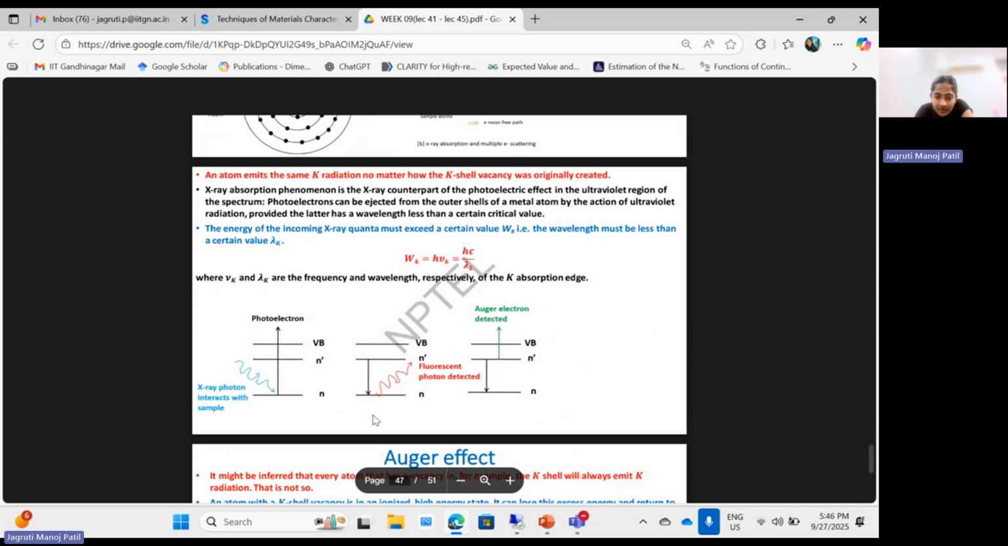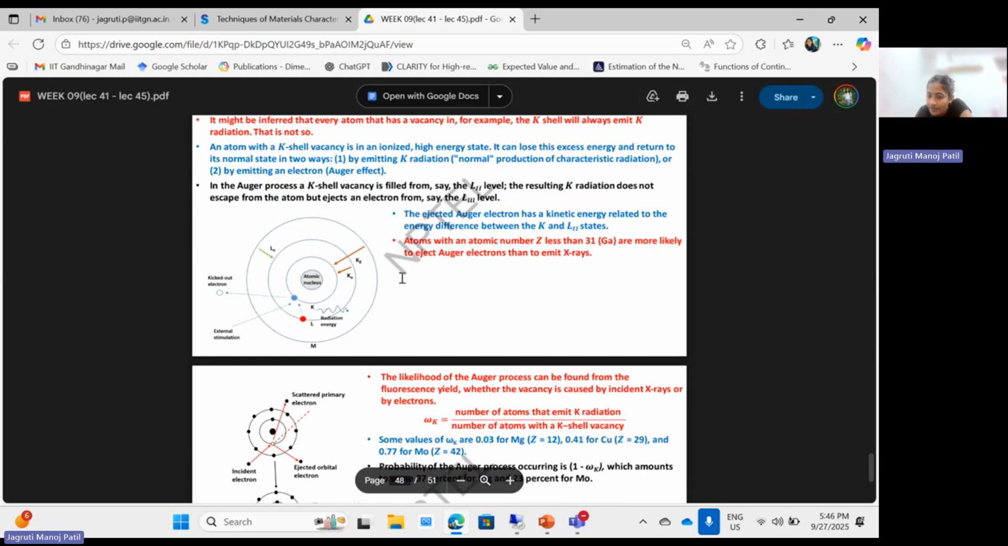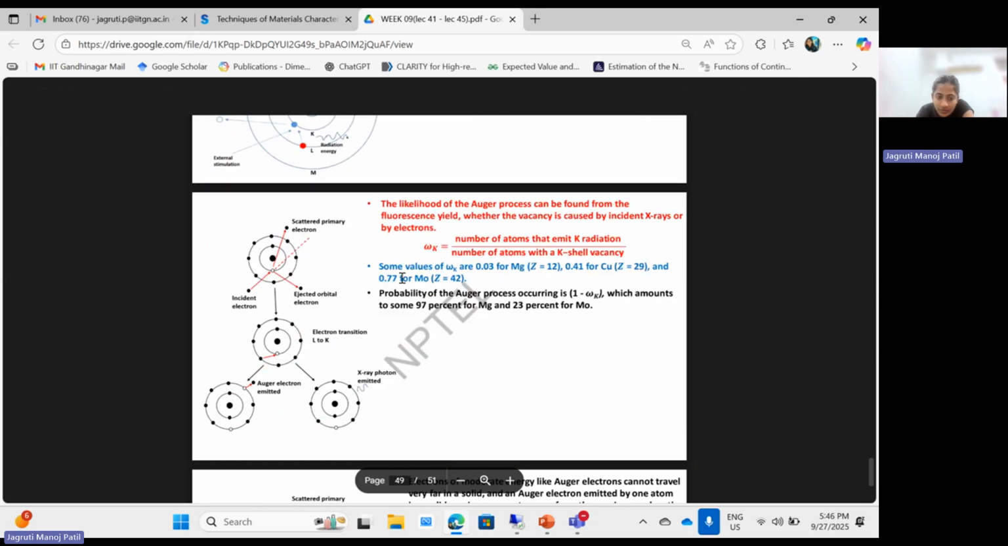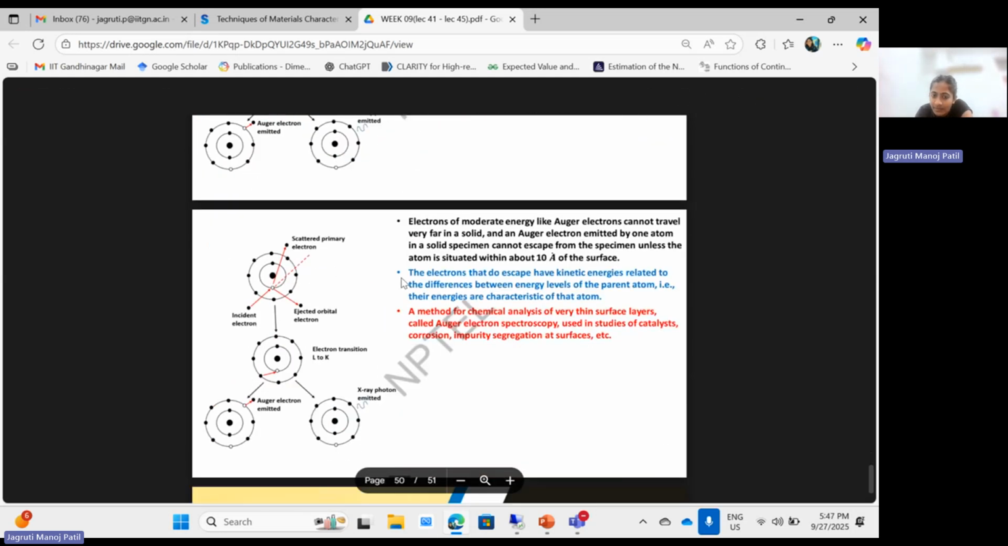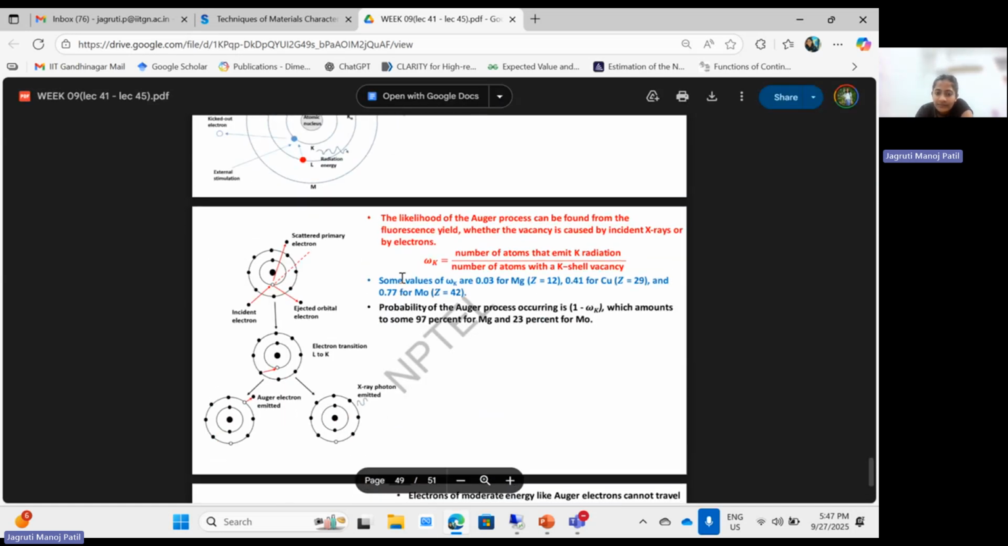Okay, so this is also h nu, where you see hc by lambda. Then the Auger effect, where it will jump back from the higher state of the atom to the lower state of the atom from where it was released, because you have now higher energy over there. So I guess that's it for this one.